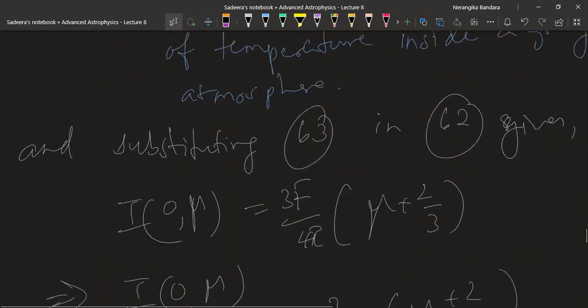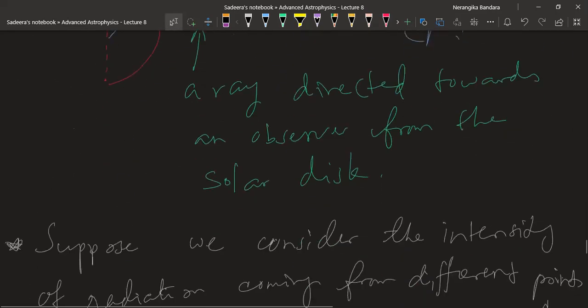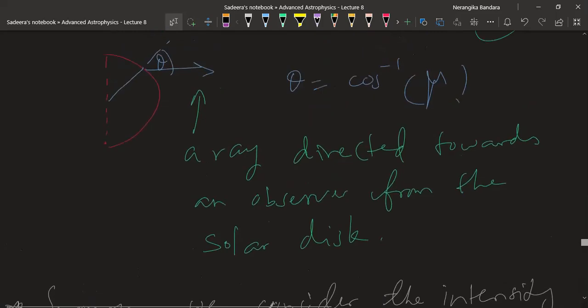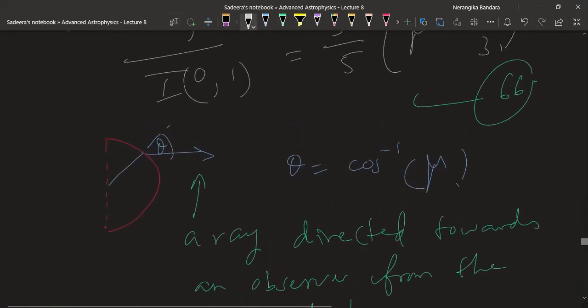Okay, so as we move from this point to this one, towards the edge of the disk, that means this is what we mean by the edge of the disk. The intensity would be decreasing.